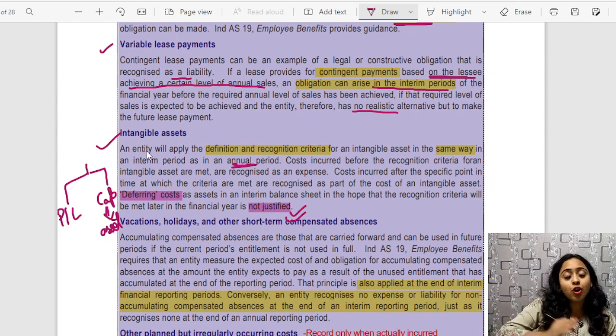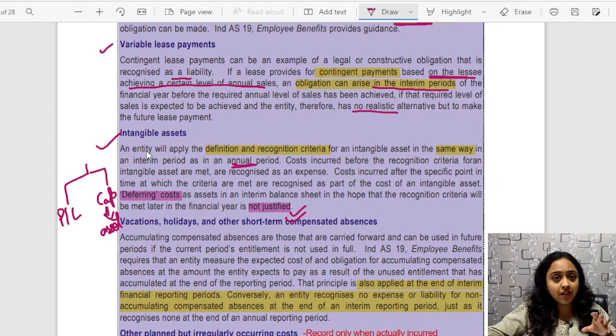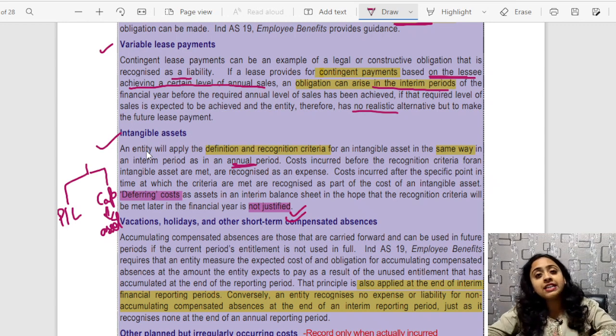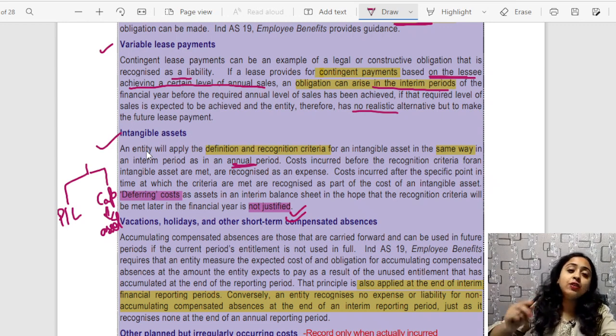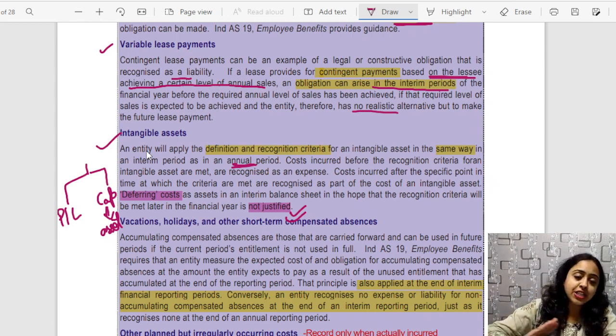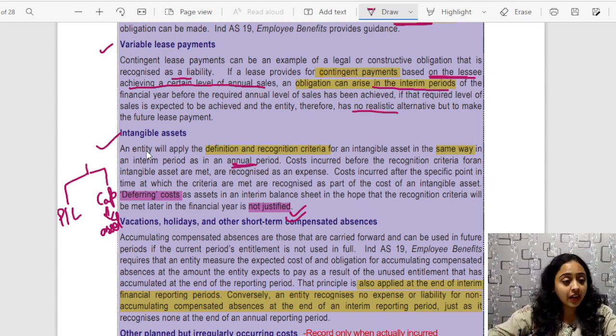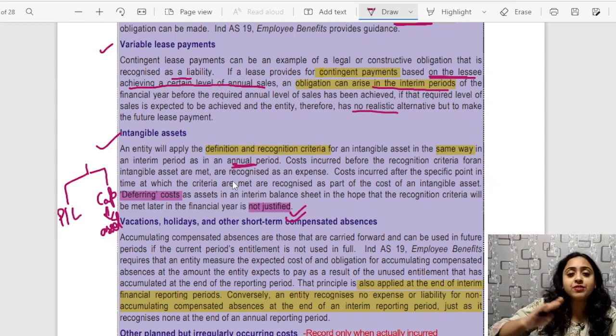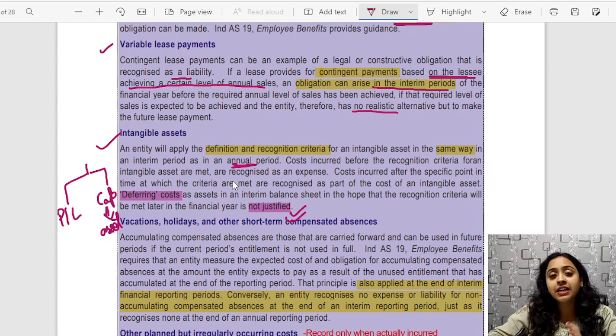Because the normal provision is that either you take it to the P&L before the recognition criteria is met, and after getting the recognition criteria met, it is eligible for recognition in the balance sheet, and then you will capitalize such particular amount in the balance sheet. It's totally fine. But there is no way to defer such cost. As for the revenue, same applies for the cost. You will not defer and anticipate unless and until it is appropriate to do so.